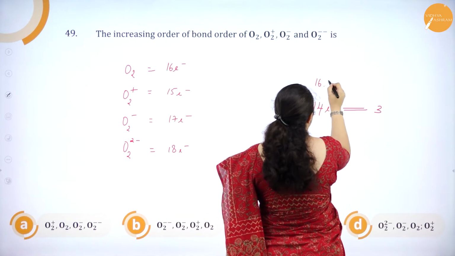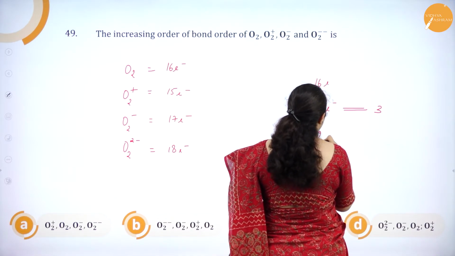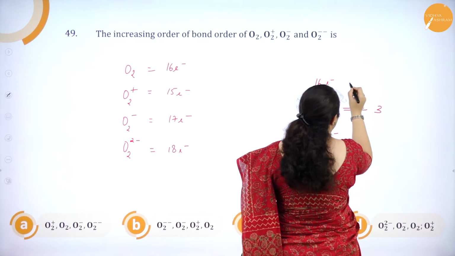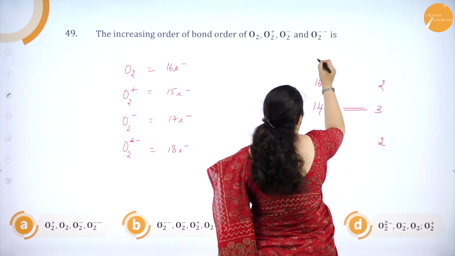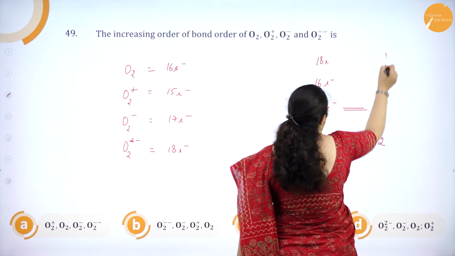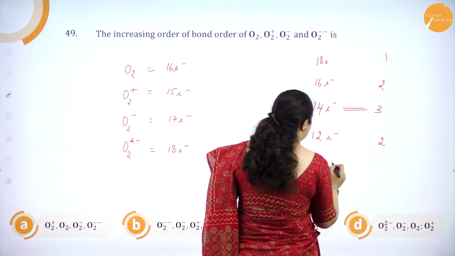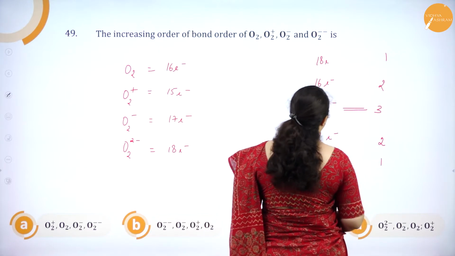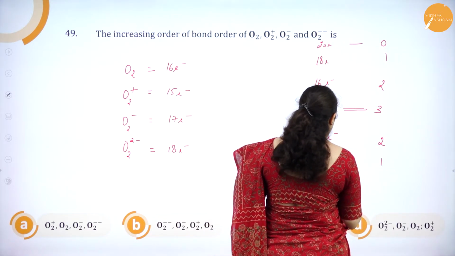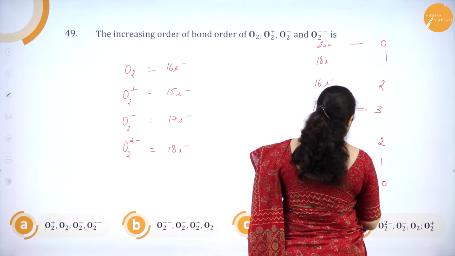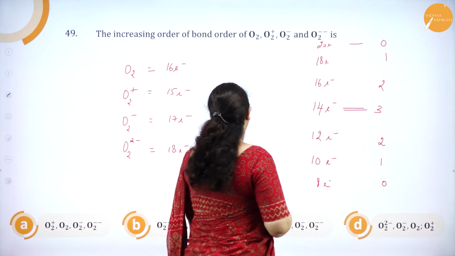Add 2, it becomes 16. Minus 2, it becomes 12. So here it is 2 and 2, bond order will be 2. Again add 2, it is 18 and the bond order will be 1. And minus 2, it will be bond order 1. And if it is 20 electrons, it is 0. And if it is 8 electrons, it is 0. Now we will see the values.